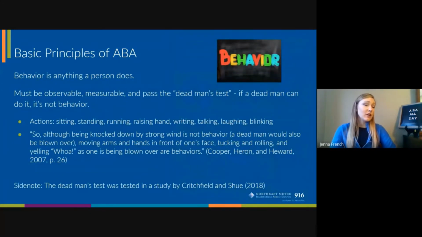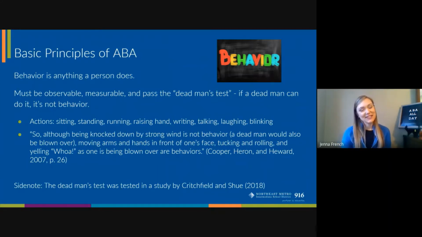And so now I'm going to talk a little bit about the basic principles of ABA. The first one is behavior. Behavior is anything a person does. It must be measurable, observable, and pass the dead man's test. And that's where the saying goes, if a dead man can do it, it's not behavior.